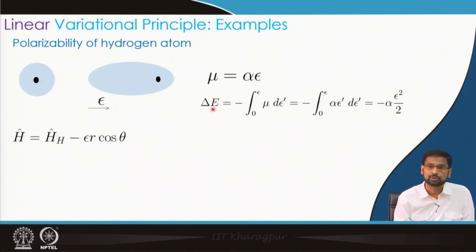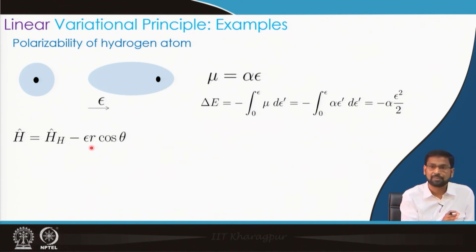Now, the total Hamiltonian of the system is the Hamiltonian of the hydrogen atom before application of the electric field plus the extra term, the extra potential energy that arises because of the application of the electric field. When I apply the electric field and the electrons respond to it, the potential energy that the electron experiences is simply the charge of the electron, minus e, multiplied by the electric field.